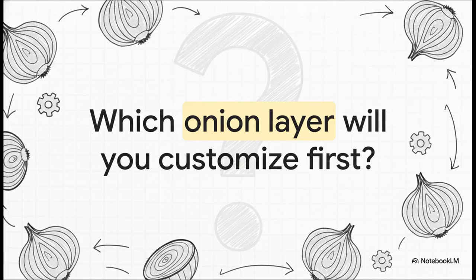So, considering everything we've looked at today, I'm going to leave you with this question. Which layer of the onion will you customize first? I highly encourage you to dive right into the AgentScope documentation and start experimenting. Thanks for joining me on this explainer, and happy building.